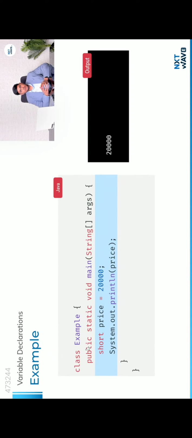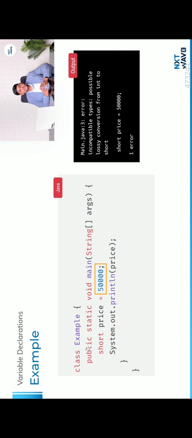Now let's look into this particular Java code. Here we have taken a variable price and we have declared it as short, so that is a moderate integer value. Here we are assigning a value of 20,000, and if we print out the value, it shows 20,000. Assume we assign 50,000 as a value to the variable price, which is declared as short data type, then you will see this error. It says the error is incompatible types, possible lossy conversion from int to short.